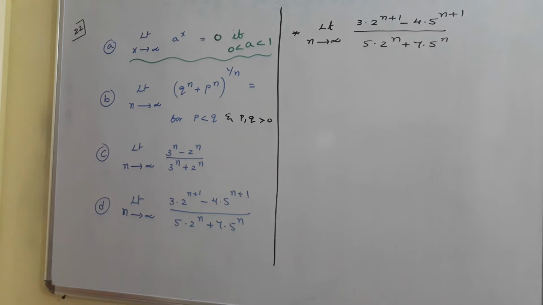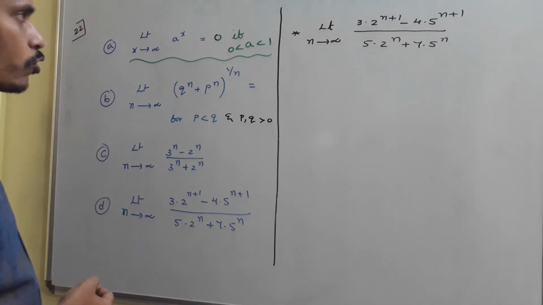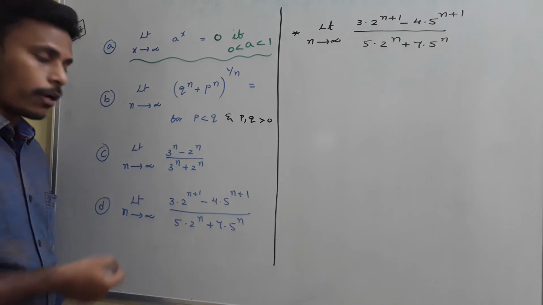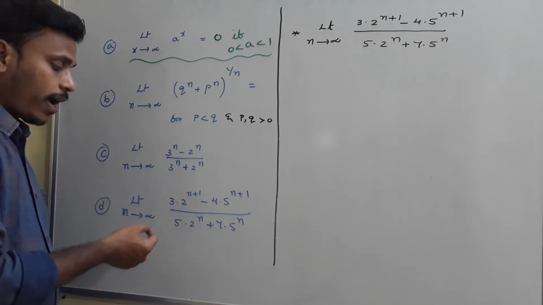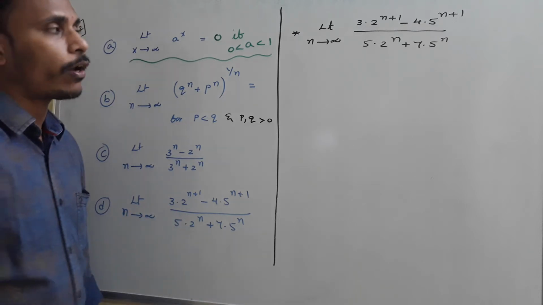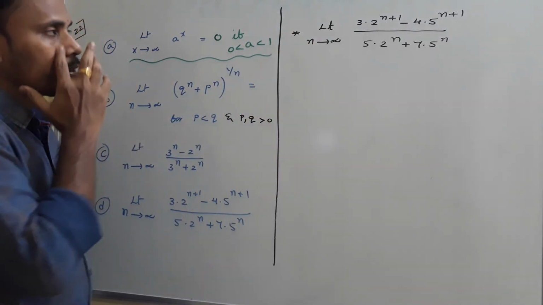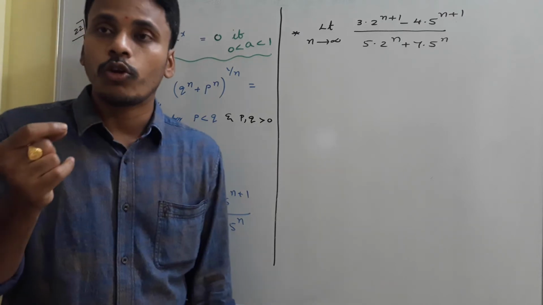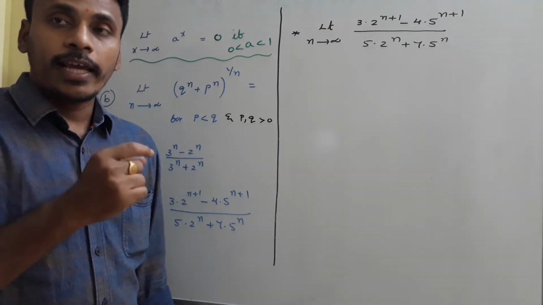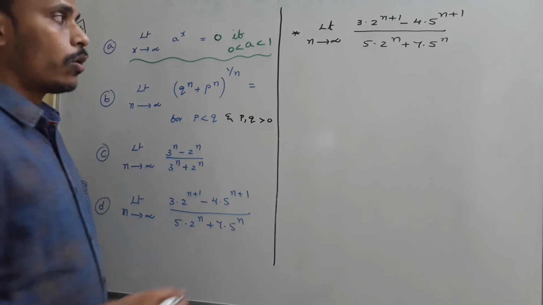So another problem, the last one of this module. Limit n tends to infinity 3 into 2 power n plus 1 minus 4 into 5 power n plus 1 divided by 5 into 2 power n plus 7 into 5 power n. Just note it there. See, as I said for the previous problem, to solve this type of problems, we need to pick out an exponent whose base value is more.